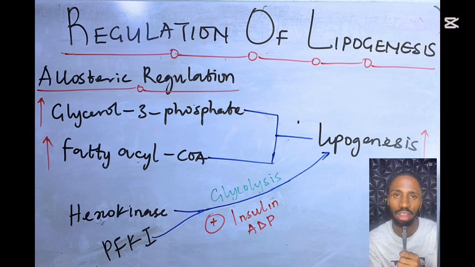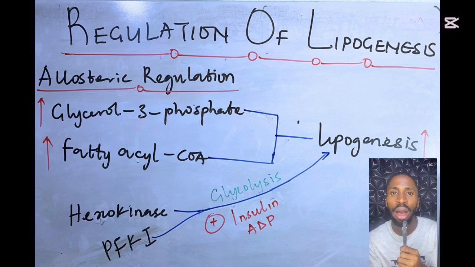Allosterically, you can also promote lipogenesis by increasing the formation of glycerol 3-phosphate and fatty acyl-CoA. So when you stimulate hexokinase, which is used in the first step of the glycolytic pathway, you are also favoring lipogenesis. When you are increasing phosphofructokinase, you are also stimulating lipogenesis allosterically.